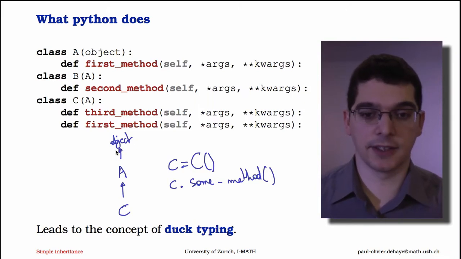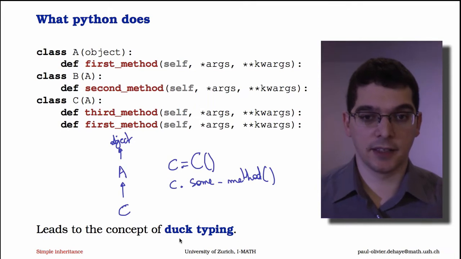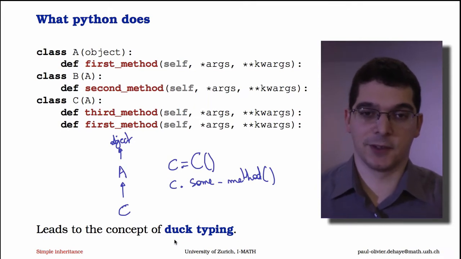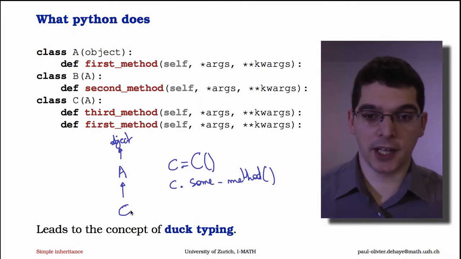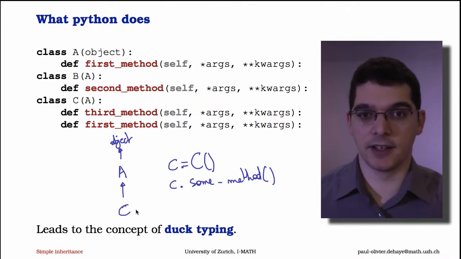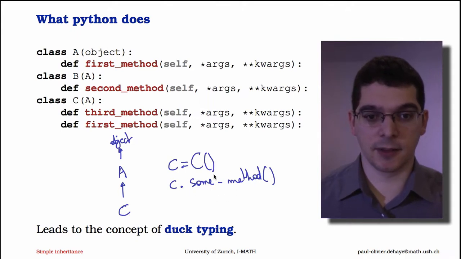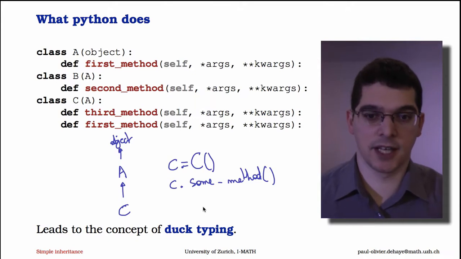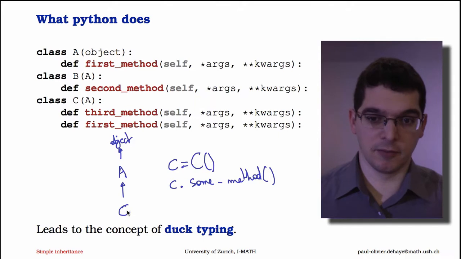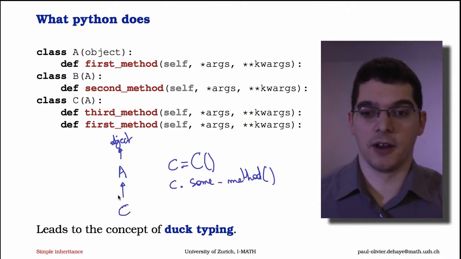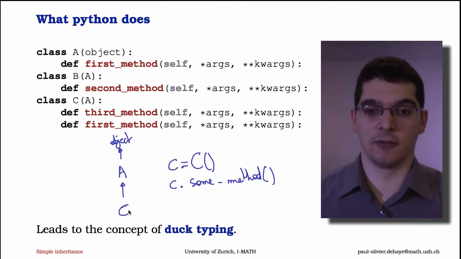So this leads to the concept of duck typing. The idea with duck typing is that it's usually said if it behaves like a duck, then it is a duck. So what you're checking is only whether the methods exist and not really checking on the types. If some method exists and leads you to believe that you have a duck, then for all practical purposes, it's really a duck. So you only check whether the method exists and not really whether c is an instance of big C or an instance of big A or an instance of object.